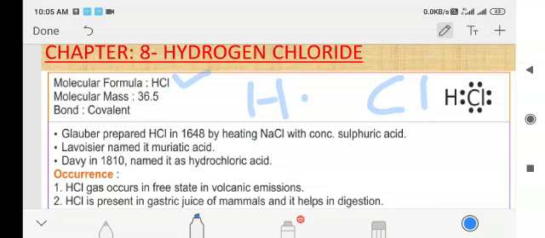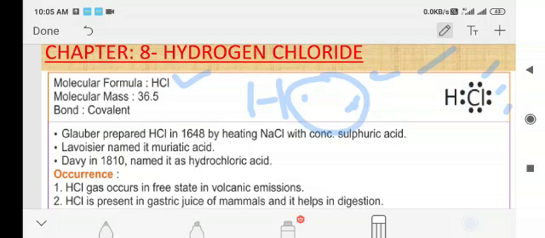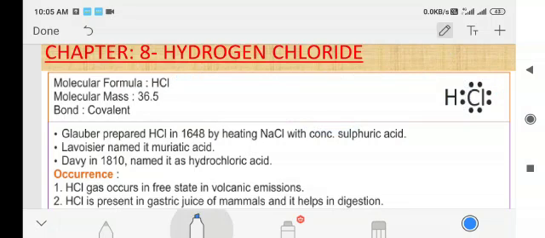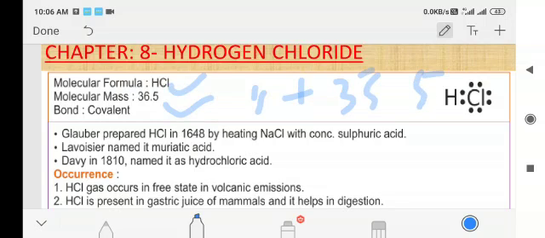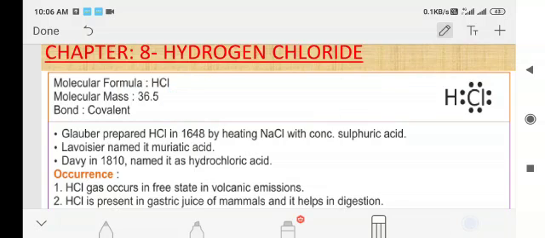Hydrogen has one valence electron, chlorine has seven valence electrons. Now hydrogen is not going to lose an electron, neither is chlorine going to receive an electron here. In this case, a sharing of electrons takes place. Because of this sharing of one pair of electrons, HCl contains one covalent bond, and the molecular mass is 36.5, because hydrogen's mass is 1 and chlorine's mass is 35.5. On addition, we get 36.5, the molecular mass of HCl.